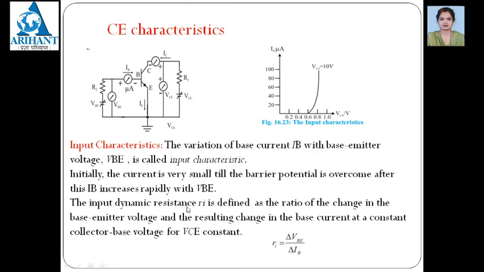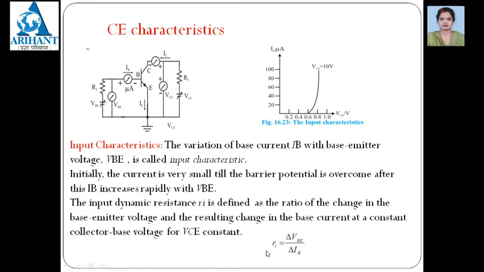The input dynamic resistance, that is RI, is defined as the ratio of the change in the base to emitter voltage and the resulting change in the base current at a constant collector emitter voltage, for VCE constant. Means whenever you are seeing this input characteristic, you must consider this VCE, that is the output voltage applied between the collector and emitter, should be constant.